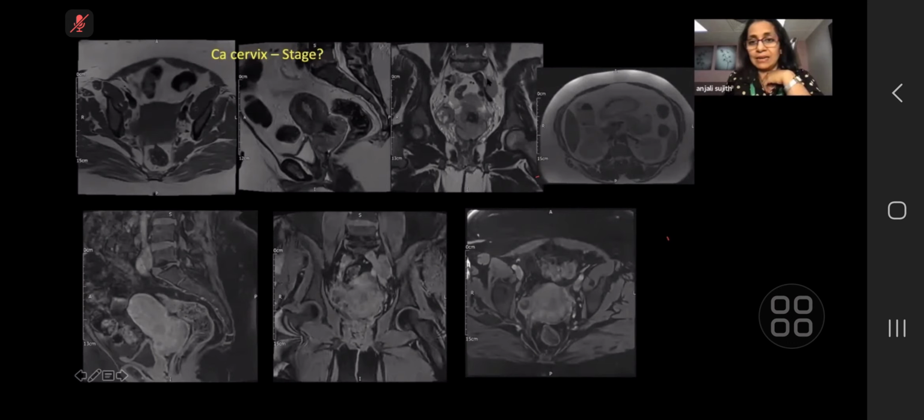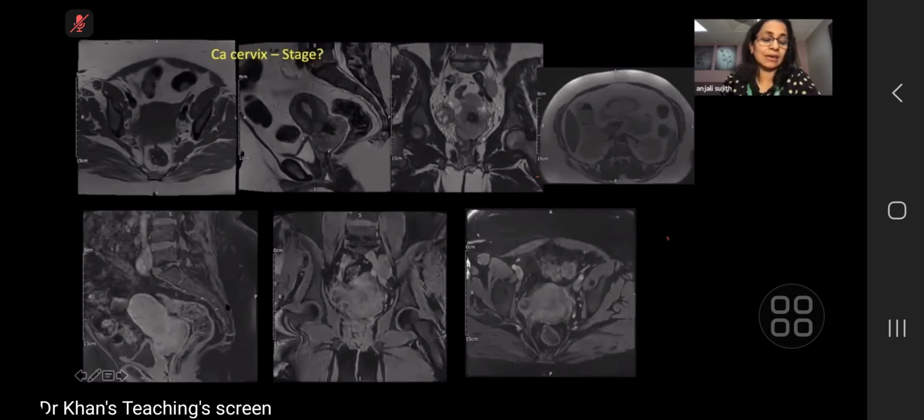Additionally, we can see enlarged lymph nodes along the iliac group. There is an enlarged necrotic lymph node here. And in the post-contrast scan, you can see the tumor along with the nodes and its parametrial extensions are all enhancing. And you can clearly see that the rectum and bladder are not involved. So it is not a stage 4 disease, but it is a stage 3B disease.